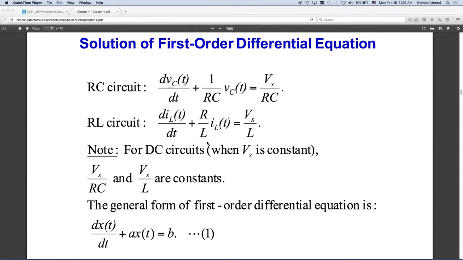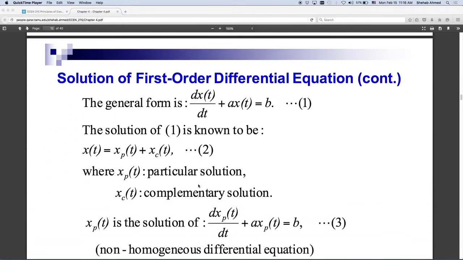So now, how do I find the rest? I know that the solution xc of t is equal to k2 e to the minus a times t, and I know what a is. I'm left with k2 that I don't know, and it's a constant that will be defined by the initial conditions of the circuit. Same thing with the b term.